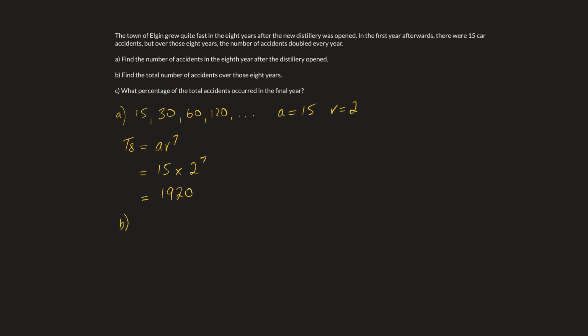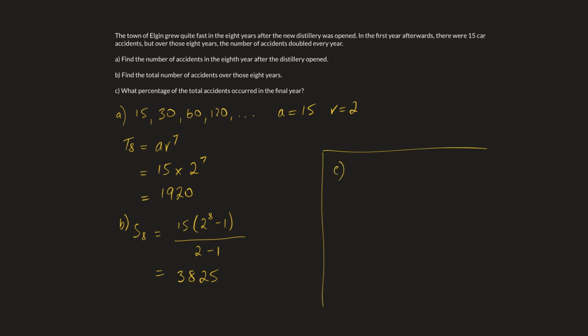And B, find the total number of the accidents over those 8 years. Okay, so the sum of 8 terms, 15 brackets 2 to the power of 8 minus 1 over 2 minus 1. And that works out to be 3,825 accidents in total.